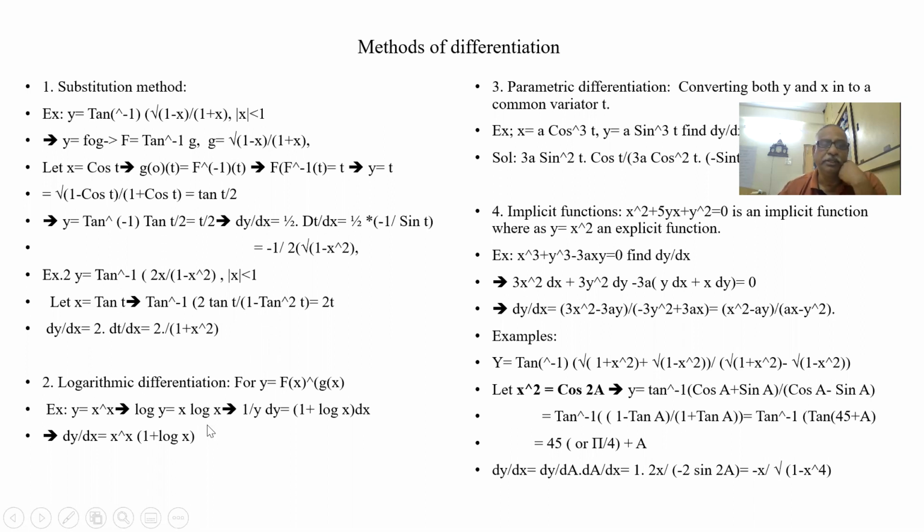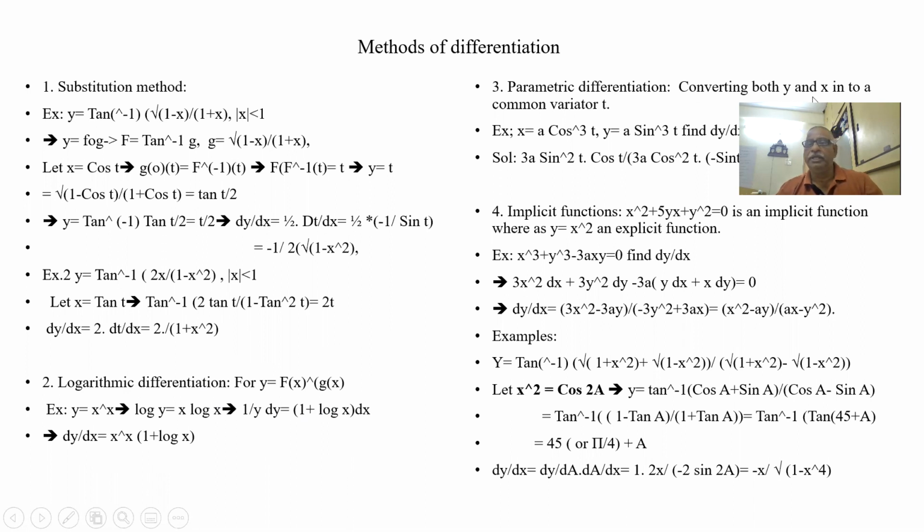What is the second method? Logarithmic method. Wherever powers are there, let us go for the logarithmic method. Suppose y is x to the power of x. So what is log y? Log y is x log x. Now you differentiate: 1 by y dy is equal to x into 1 by x plus log x into 1. So 1 plus log x dx. So dy by dx is 1 plus log x into y. y is x to the power of x, so x to the power of x into 1 plus log x. Okay, this is logarithmic differentiation.